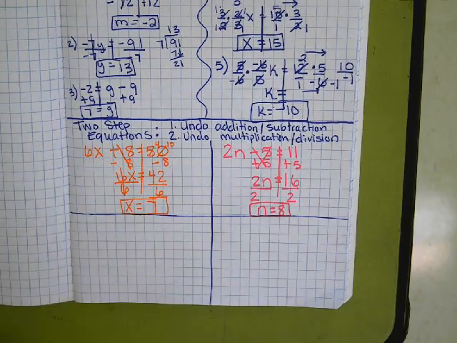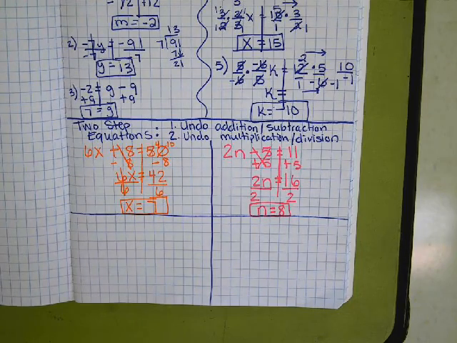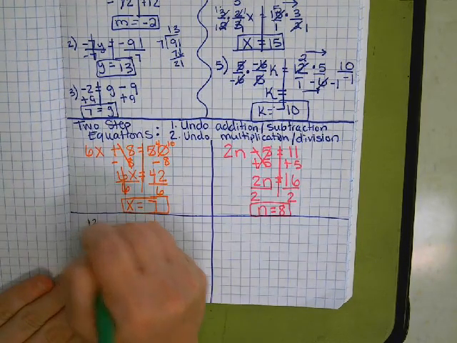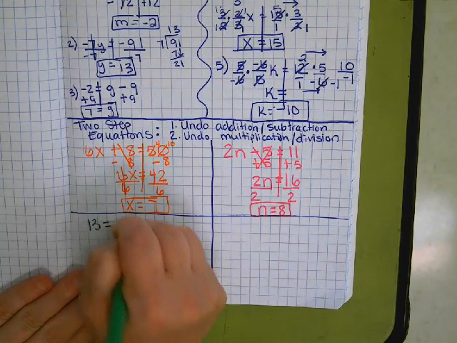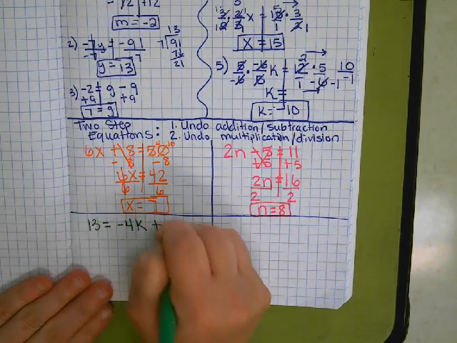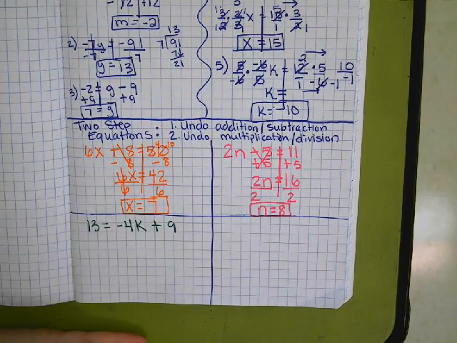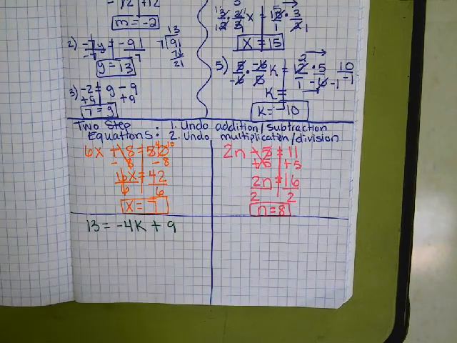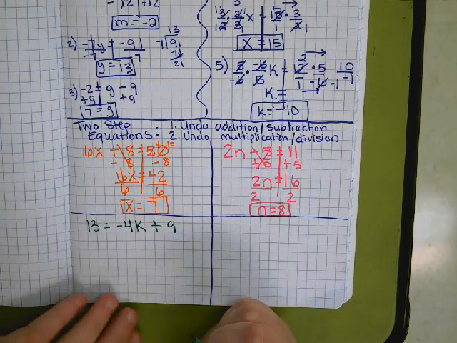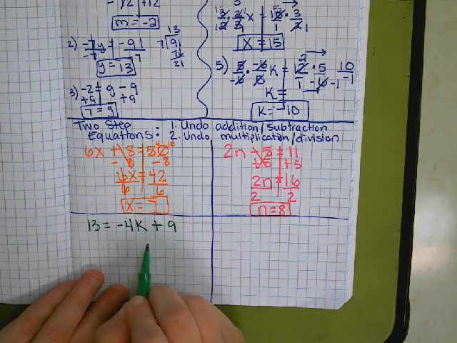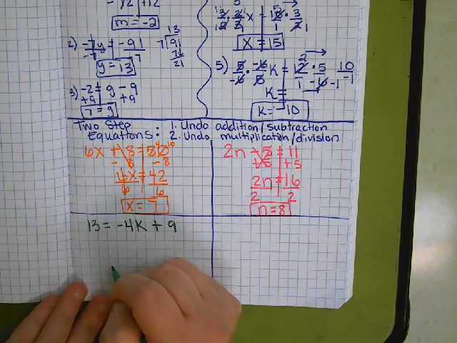Good. I think you're ready to try the next one on your own. Let's try the next one. 13 equals negative 4k plus 9. At this time, I want you to pause it and try this one on your own. Once you're ready, push play to move on.